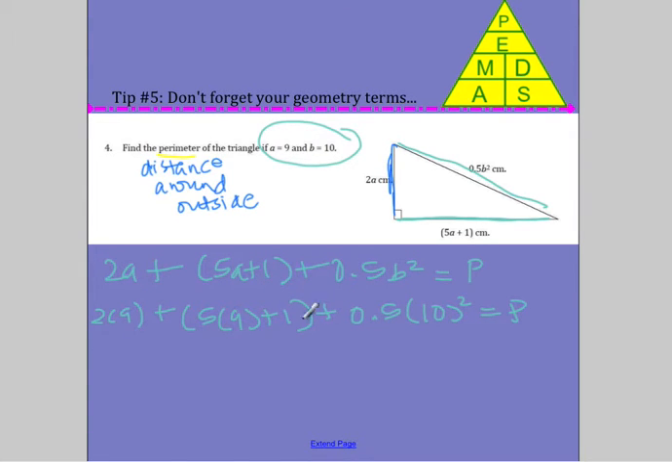PEMDAS says parentheses, so this is in a parenthesis. So I would have 2 times 9 plus 5 times 9 is 45. 45 plus 1 gives me 46. The next step tells me to take care of my exponent. 10 squared is 100. I'm just going to write it above here. So now I do multiplying and dividing from left to right. So this is 18 plus 46 plus 0.5 times 100, or half of 100 is 50, equals P.